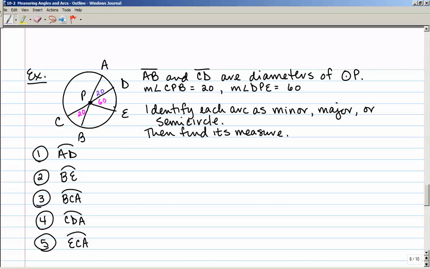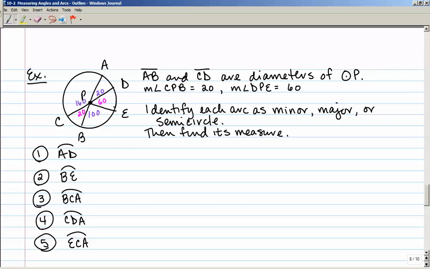60 plus 20 is 80. So this angle here must be 100 degrees. And then I also know that since CD is a diameter, this over here must be 180 degrees. Subtract 20 from that, and that gives me this angle over here is 160.